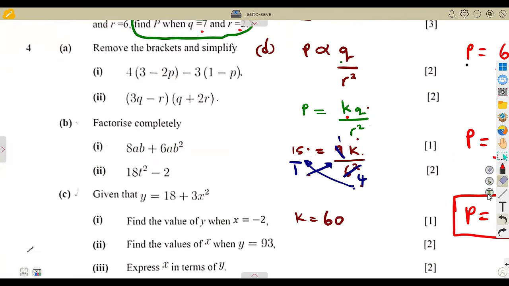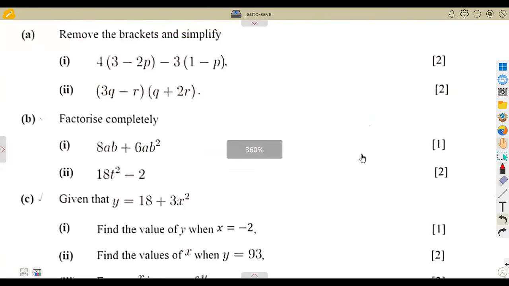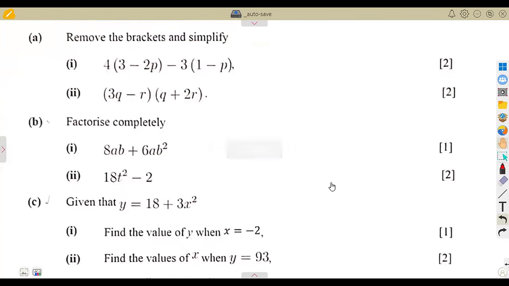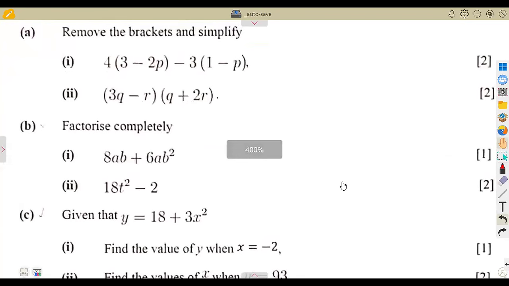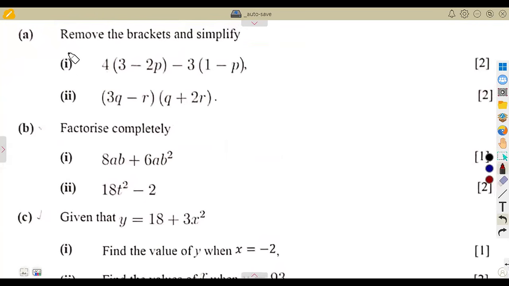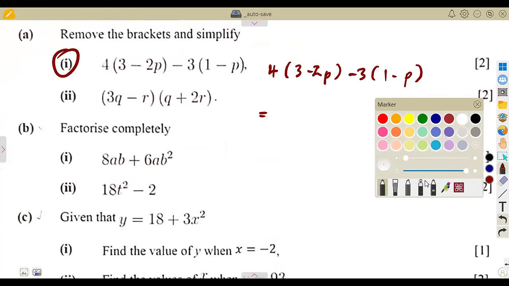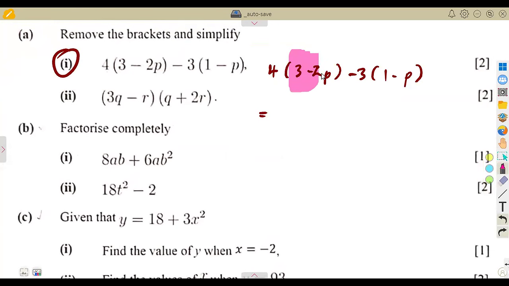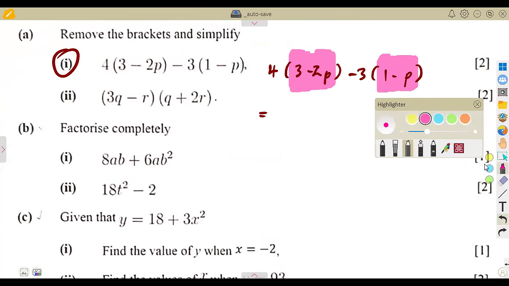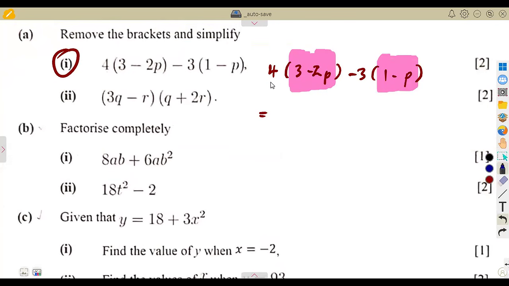All right, question number 4, you're asked to remove brackets and simplify. Remove brackets and simplify. All right, item 1, you're given 4 into the bracket, so that is 4 into 3 minus 2p, minus 3 into the bracket of 1 minus p. So we are simply going to distribute by 4. The first bracket, you multiply everything by 4. Then to the second bracket, you multiply by -3. There are two brackets that you're considering, but the first bracket is affected by a 4.